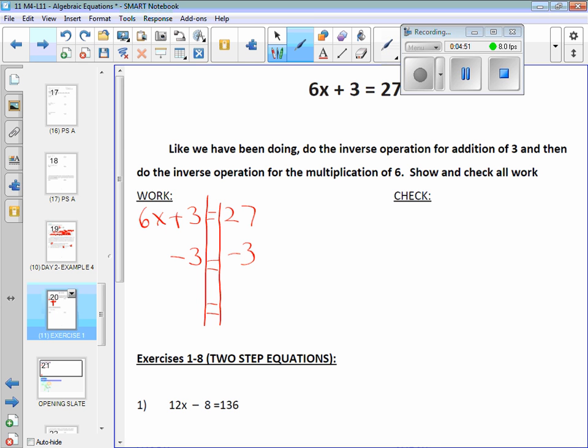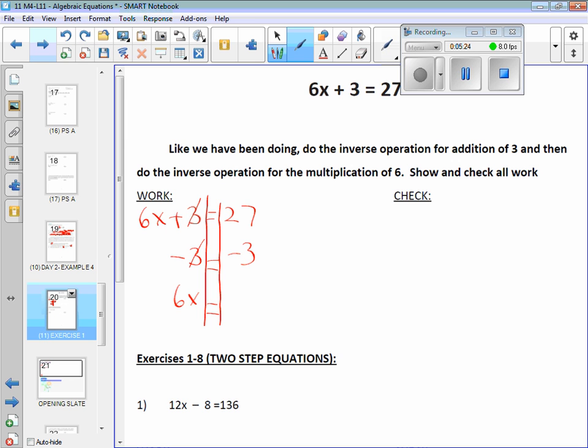Cross them out. Here's where this is different, though. Is x the only thing that's left on the left side? What's still left after the 3's cancel? 6x. We need to bring down the 6x. We still have not undone that multiplication of 6 yet. We have to get to that. So after these 3's cancel, the 6x still remains.